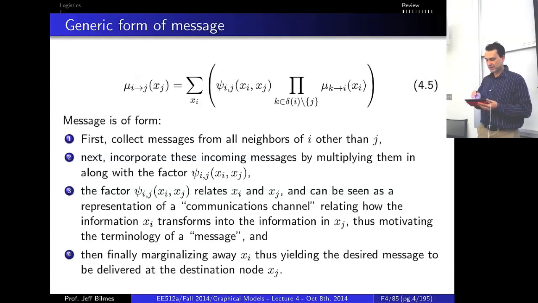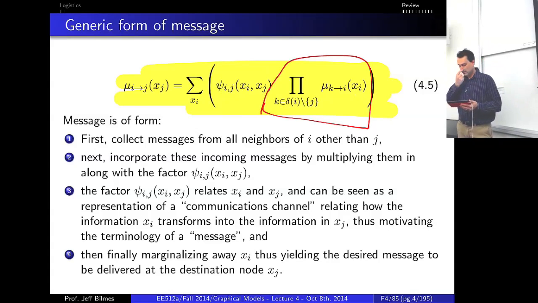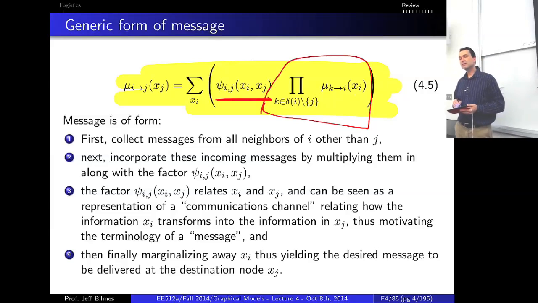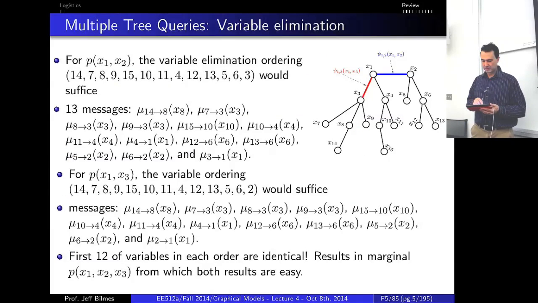We also saw how that process is identical to this form of message passing, where essentially we gather together the messages coming from everywhere but node i, and then we multiply them in along with the channel between i and j, and then we sum out j, and that becomes the message from i to j. Okay? So that was what we saw last time.